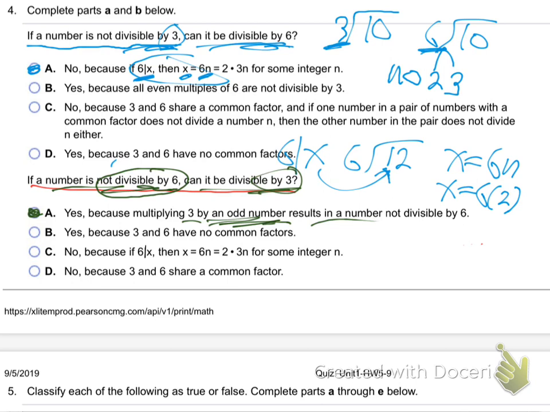So let me again reason the basic idea with you. If a number is not divisible by 6, right? If 6 does not go in, something like 9. 6 does not go evenly into 9. Could 3 go in? Like if 9 is a number that 6 doesn't go into, could 3 go in? Yes, it could, because 3 is smaller. 6 may not go in, but 3 could, because 3 is smaller. That's why it's a yes. So just know the yes or no, the true or false. Don't worry about all those words about why.